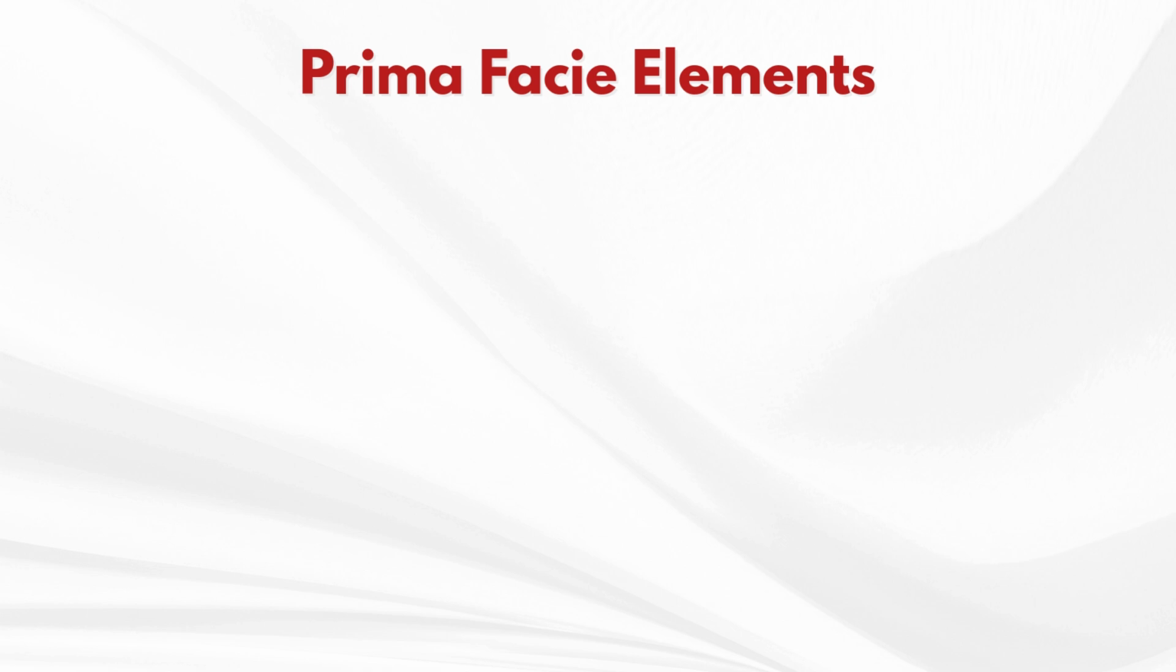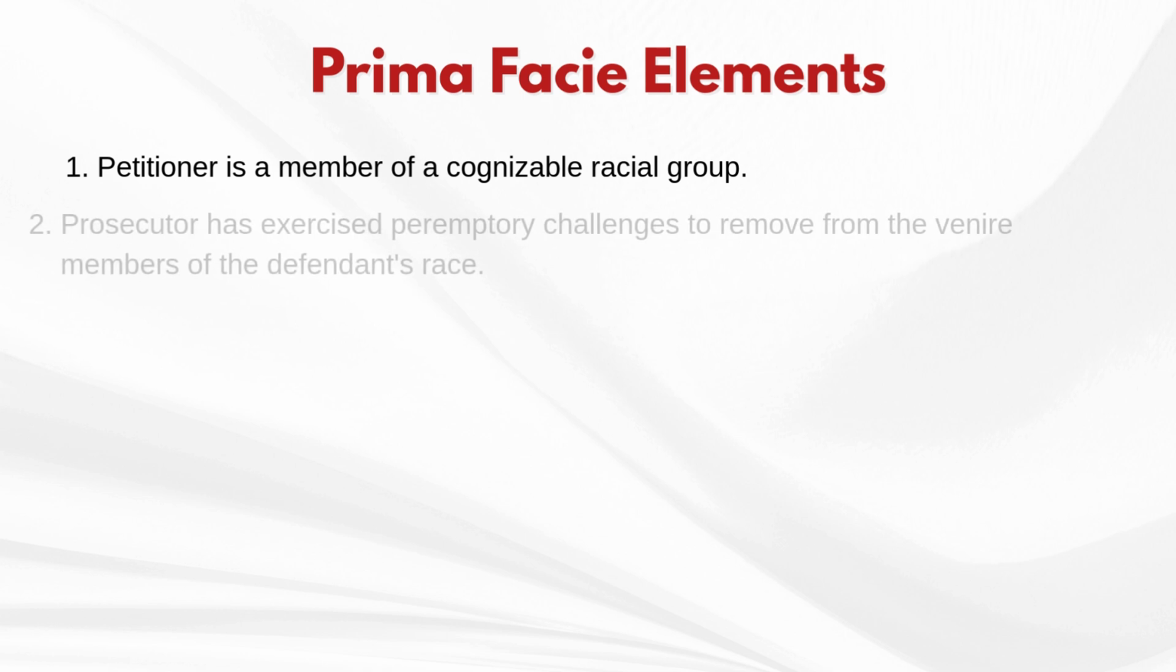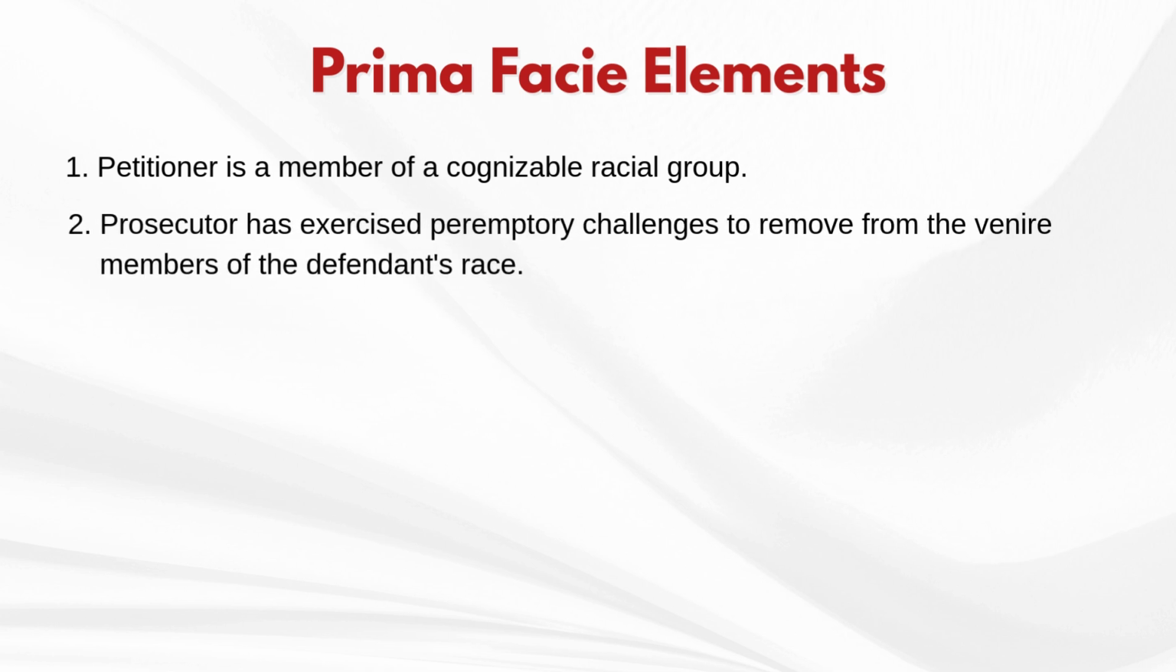Remember, every cause of action has prima facie elements that must be established, especially to survive a dismissal. The first element is that the petitioner must show that he or she is a member of a cognizable racial group. In this case, the petitioner is Black. Second, the petitioner must establish that the prosecutor has exercised peremptory challenges to remove from the venire members of the defendant's race. Well, that happened in this case.